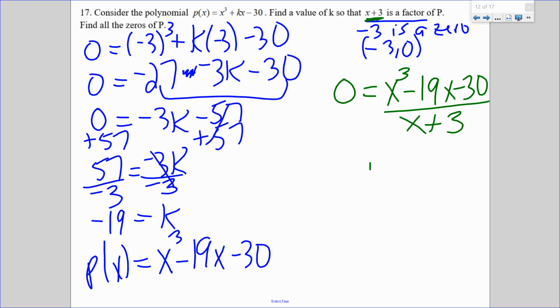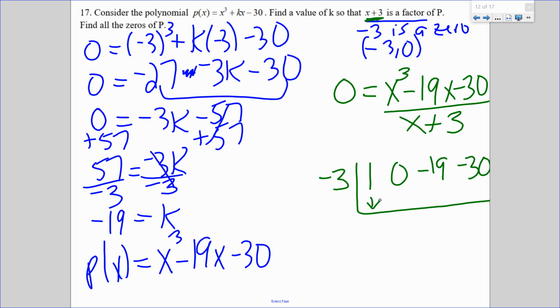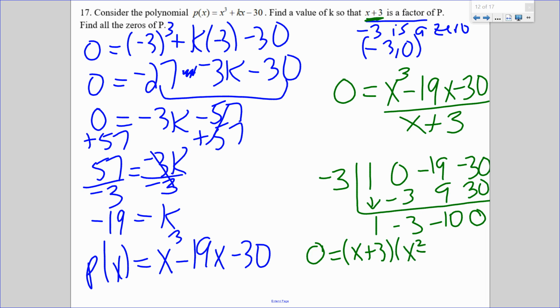So I list my coefficients. There's a missing x squared, so I put a 0 there. If you're not comfortable with synthetic division, then practice synthetic division. I put the opposite of what I'm dividing by outside. Bring the first number down. Then I multiply, add. Multiply, add. Multiply, add. So that's going to give me 0 equals x plus 3 times x squared minus 3x minus 10.